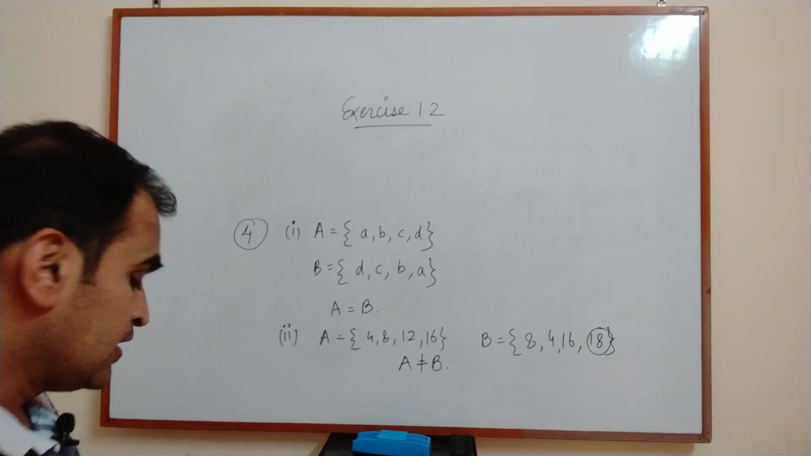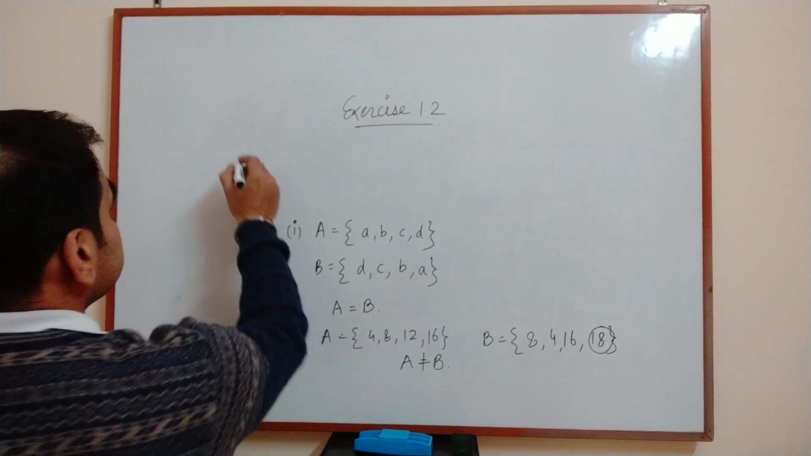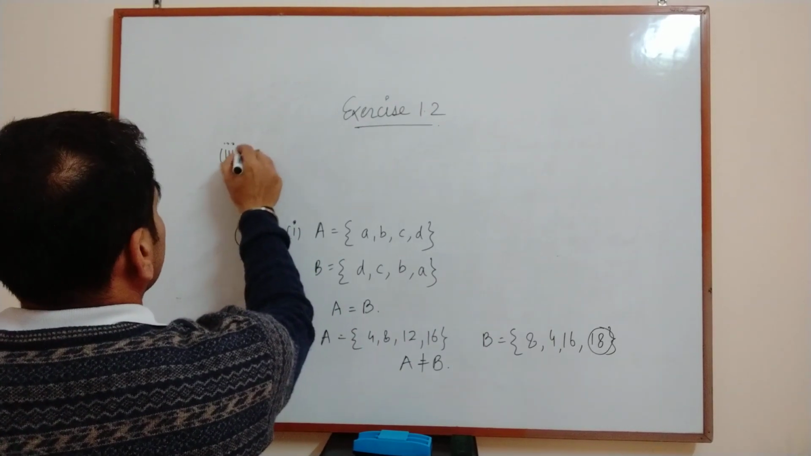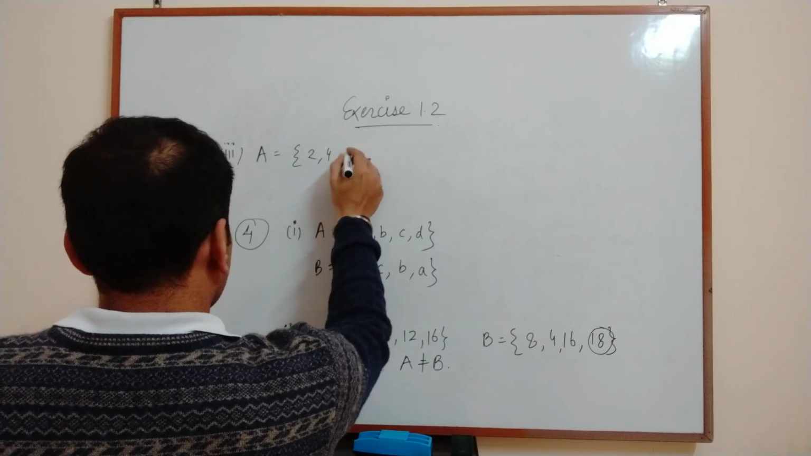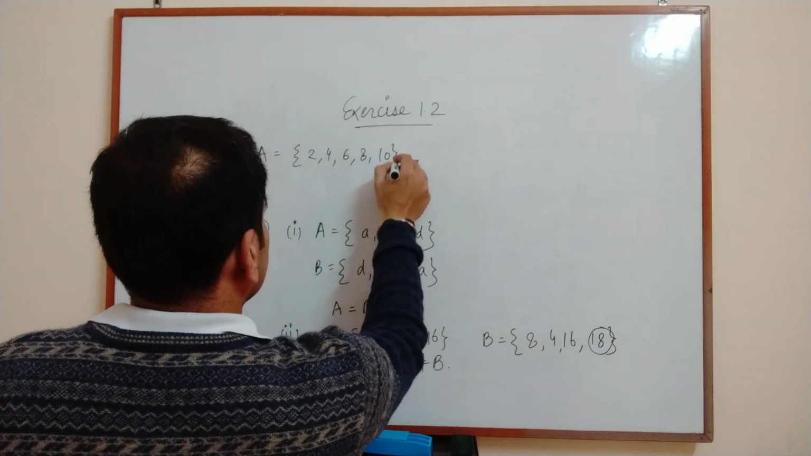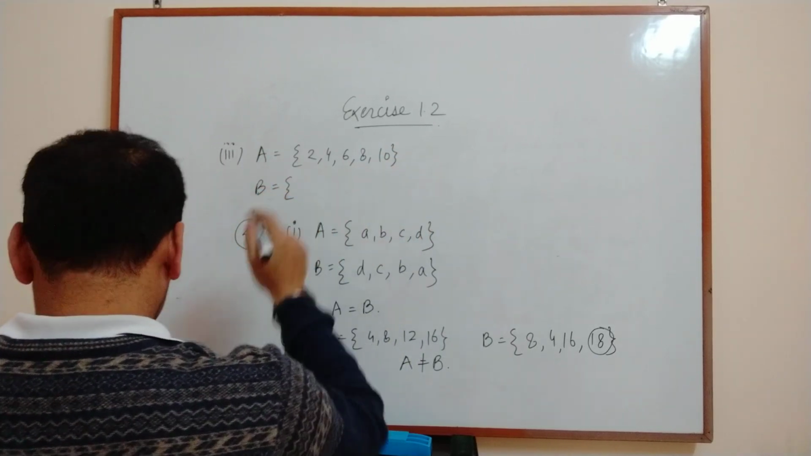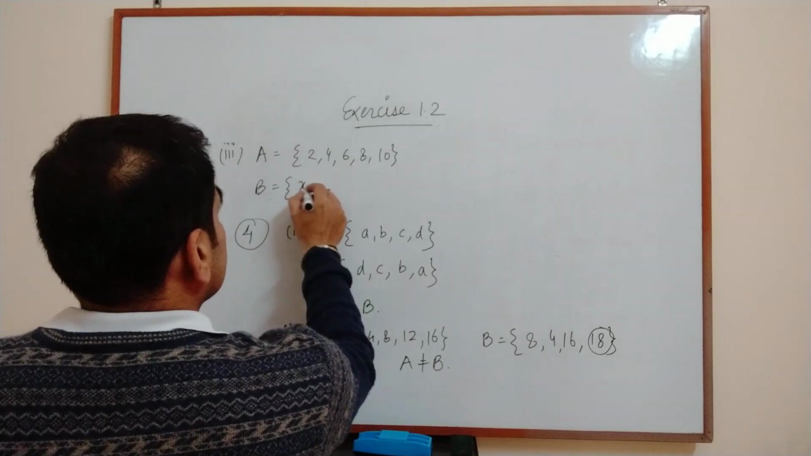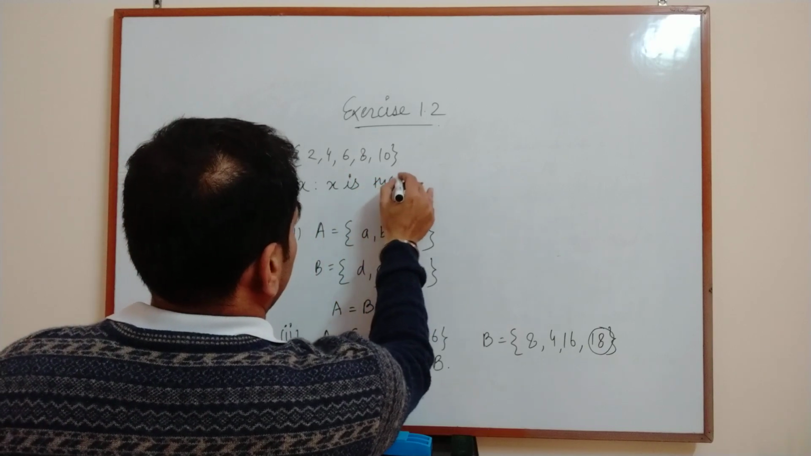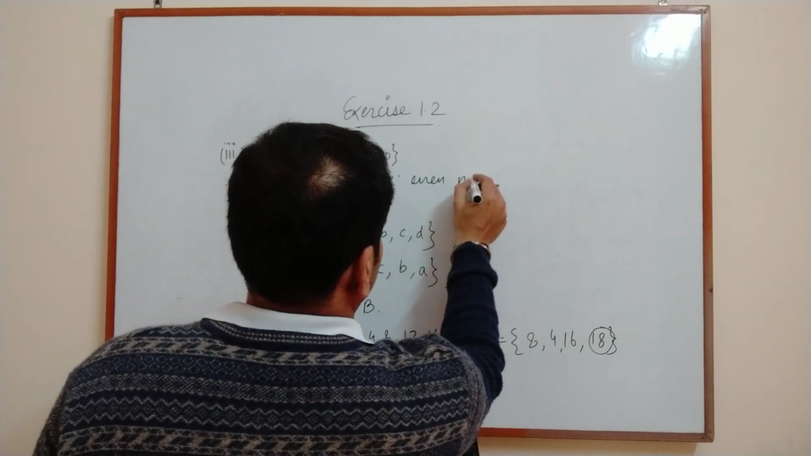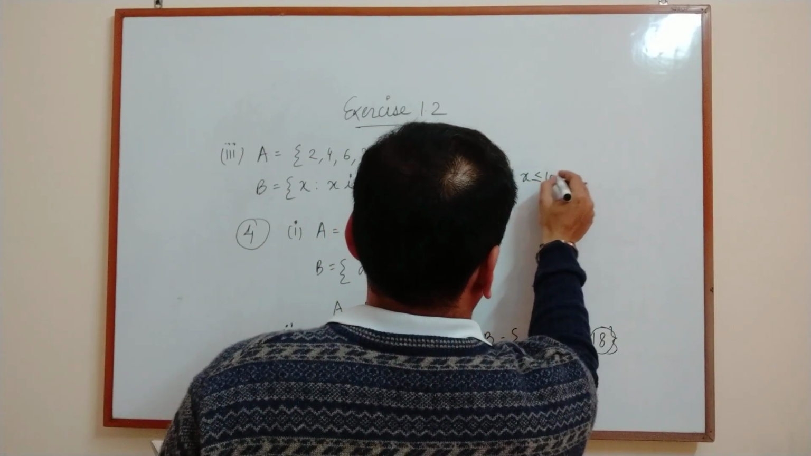Okay, the C part, that is the third part. We have set A, which is {2, 4, 6, 8, 10}. These are the even numbers from 2 to 10. And set B is {X such that X is a positive even number and X is less than or equal to 10}.